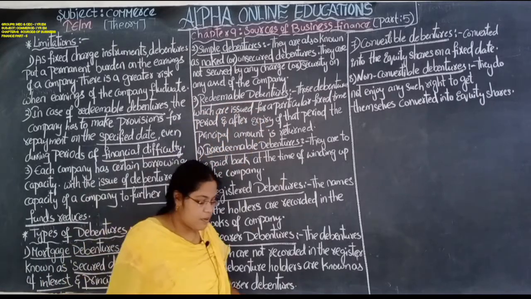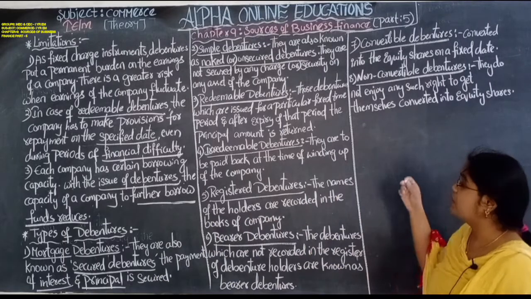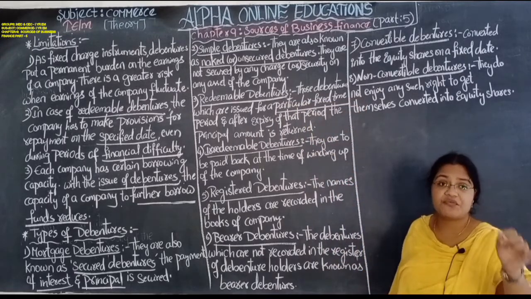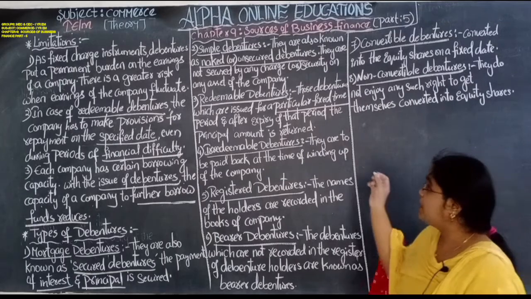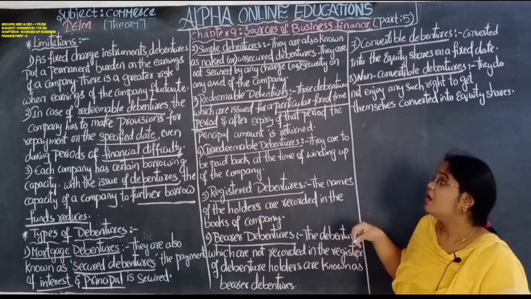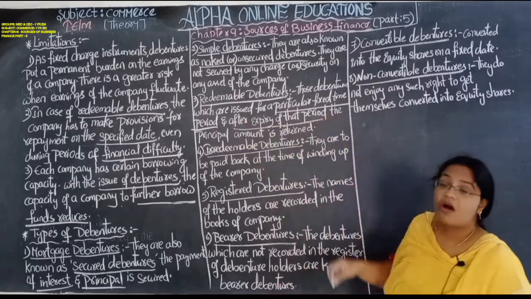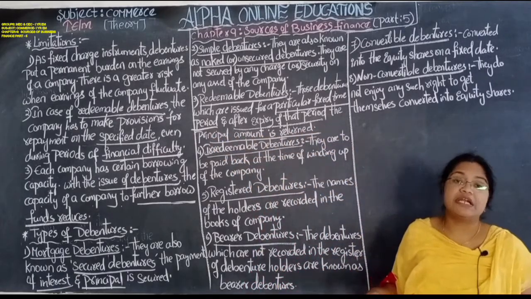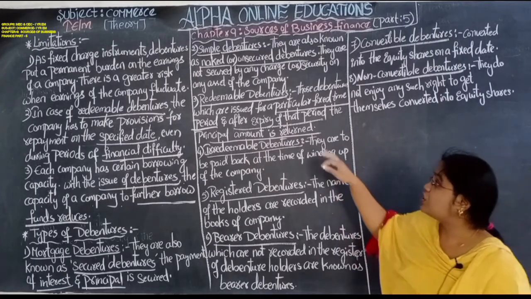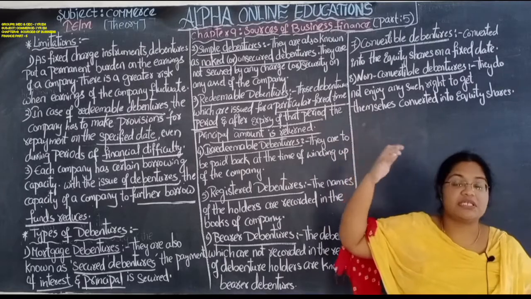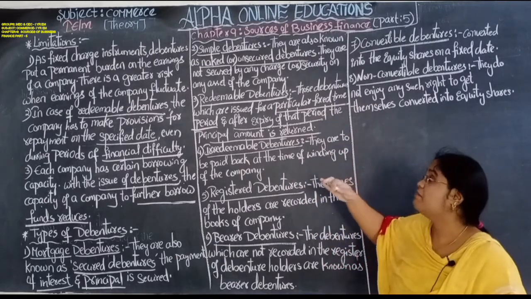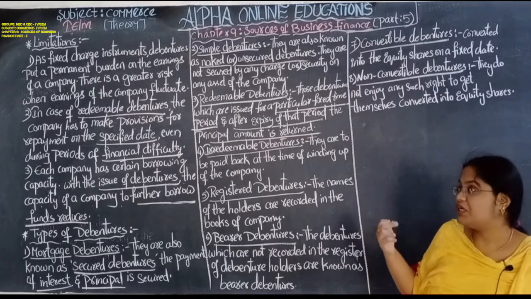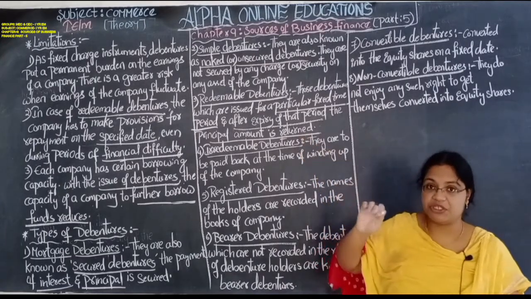Next, redeemable debentures. Redeemable debentures are those debentures which are issued for a particular fixed time period, and after the expiry of that period, the principal amount is returned to the debenture holder by the company. They are generally issued for a fixed time, meaning 5 years, 10 years, or 15 years. After the expiry of that period, whatever principal amount the company borrowed through the debentures has to be returned to the debenture holder.